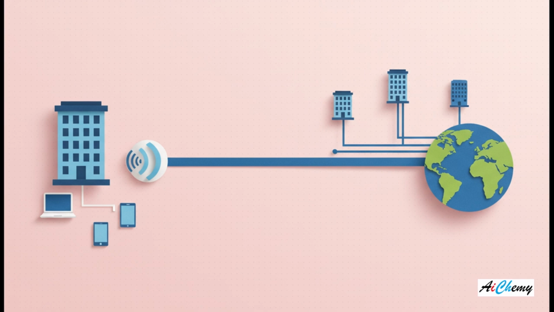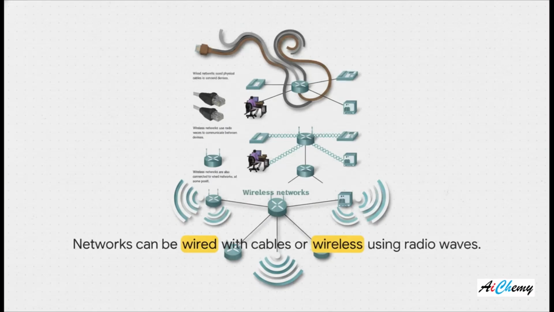But right in the middle, there's something called a MAN, or a Metropolitan Area Network. This is super important. It's bigger than a LAN, but smaller than a WAN. Think of a network that connects all the buildings on a huge university campus, or one that links up a company's different offices across an entire city. It's the network for a whole metropolitan area, bridging that gap between local and global. And these networks, whether they're LANs, MANs, or WANs, can be built with physical cables for a super stable connection, or they can use radio waves for that wireless freedom we all love.